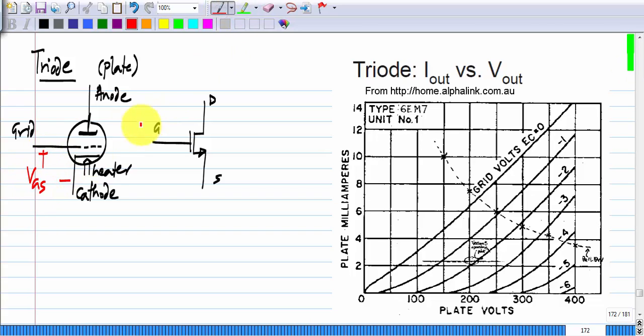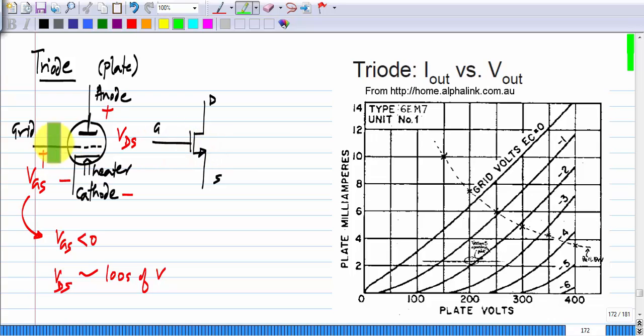This would be the VGS and the voltage between anode and cathode would be the VDS. The only difference, of course, is in the absolute value of the voltages that you would apply. It turns out that the VGS, grid to cathode voltage, would always be less than 0, and what is equivalent of the drain source voltage, the anode to cathode voltage or plate to cathode voltage, would be in the hundreds of volts.